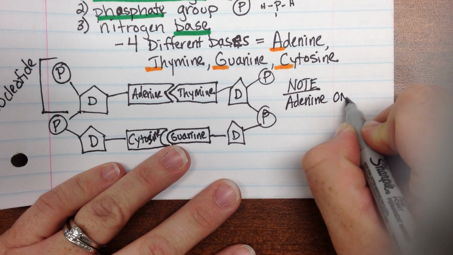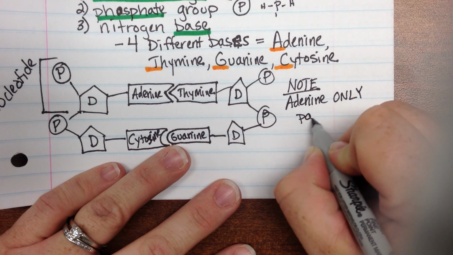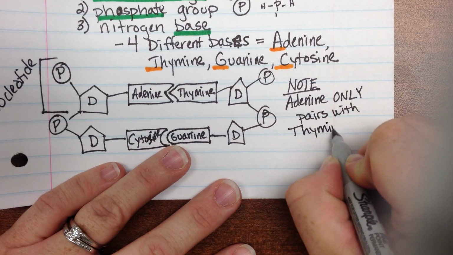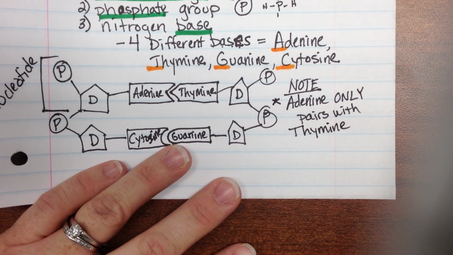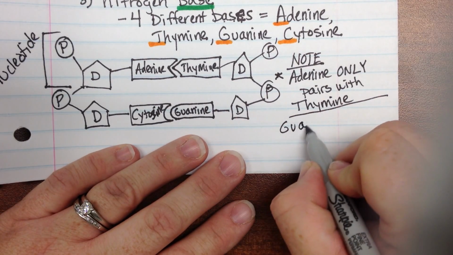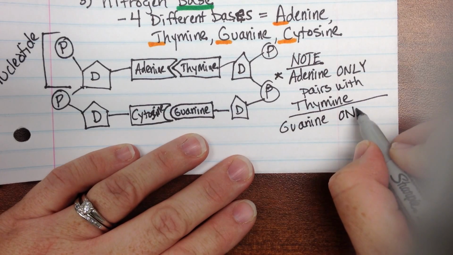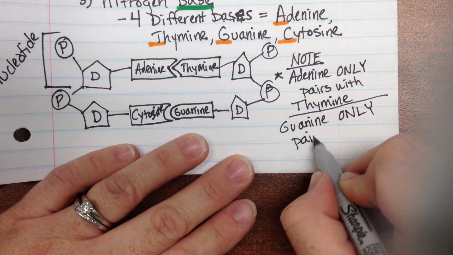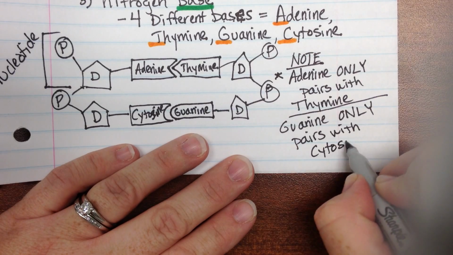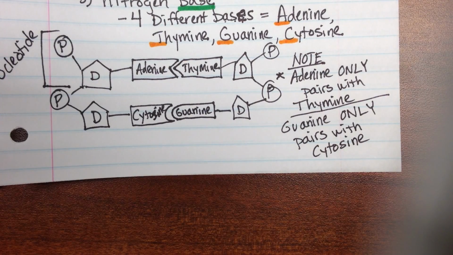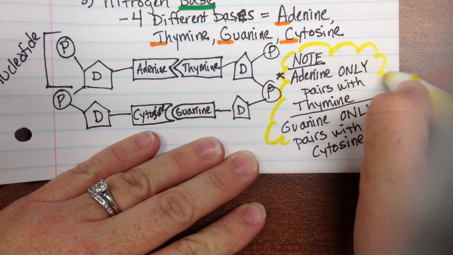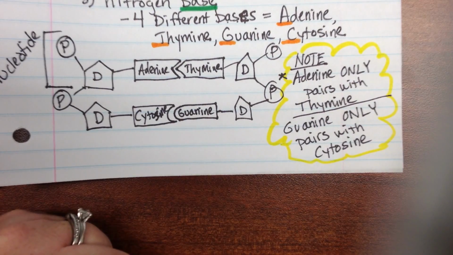Adenine only pairs with thymine. Okay, and guanine only pairs with cytosine. I'm going to put a yellow bubble around that because that is really important. This is known as the base pairing rule.